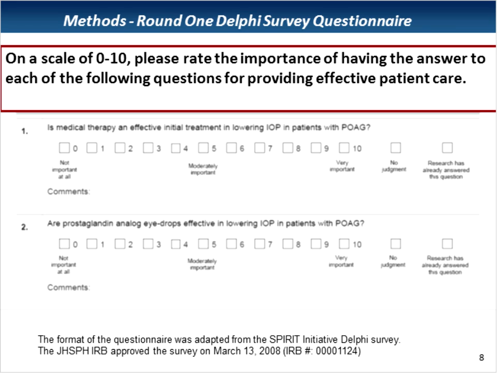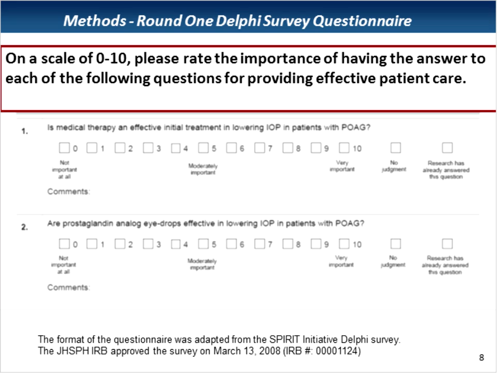So here are the first 2 examples from our list of 45 questions. The font is a little small, I apologize for that. The first question reads: Is medical therapy an effective initial treatment in lowering intraocular pressure in patients with primary open-angle glaucoma? That's the question we derived from a statement that reads, medical therapy should be used as an effective initial treatment for patients with this condition.